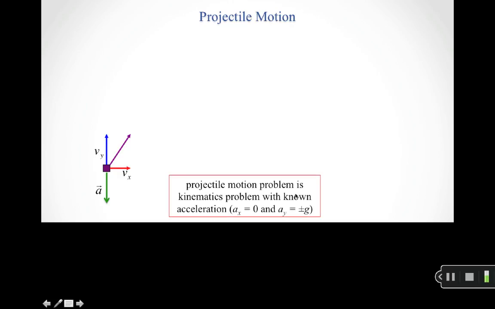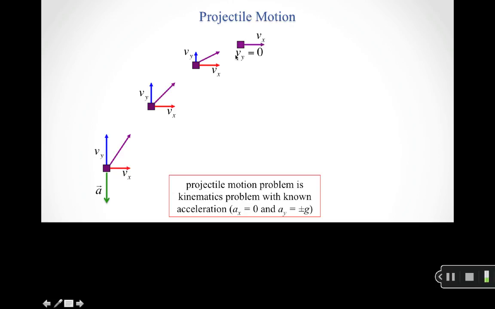I remember, of course, that a projectile motion problem is really just a kinematic problem where I know what the acceleration is. So I know the x component, the horizontal component of the acceleration, is going to be 0. The vertical component, the y component, is going to be plus or minus g, depending on which choice I make for whether positive y points up or down. As my object now moves, I notice that the x component stays the same because there is no horizontal component of the acceleration, but the y component decreases. It gets smaller until the point where the object reaches its highest point.